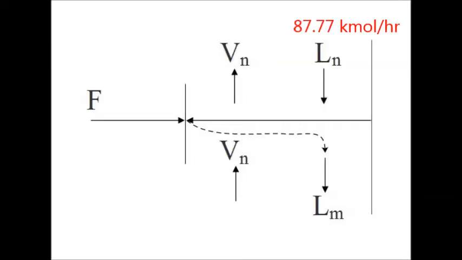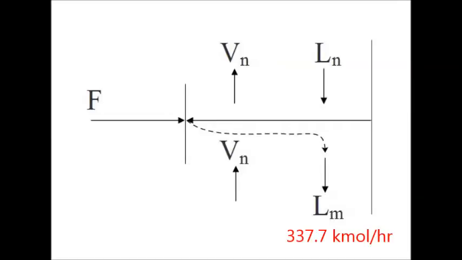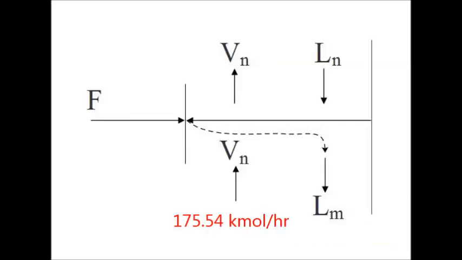The Ln is 87.77 kilomole per hour. As for the Vn, the amount was 175.54 kilomole per hour. Next is the Lm, which is 337.7 kilomole per hour. And lastly, the Vm is 175.54 kilomole per hour.